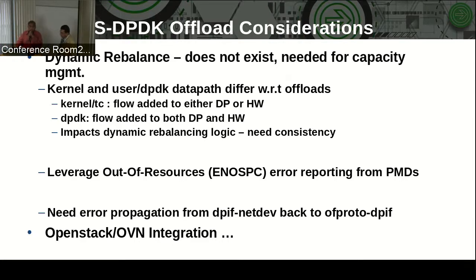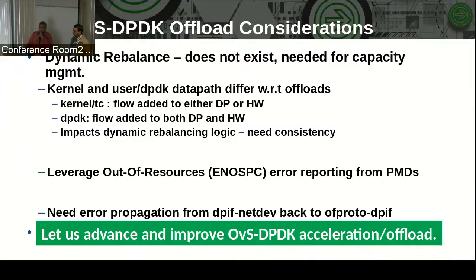Since this is a lightning talk, as you saw, there are a bunch of architectural gaps and implementation gaps. We saw in the presentation before on the OpenStack OVN integration that there are also gaps there. So in conclusion, it's not quite ready. The framework is not quite ready to take advantage of the offload capabilities that are out there. So we really need to work on advancing and improving the acceleration and offload capability with OvS DPDK. With that, I'll conclude.